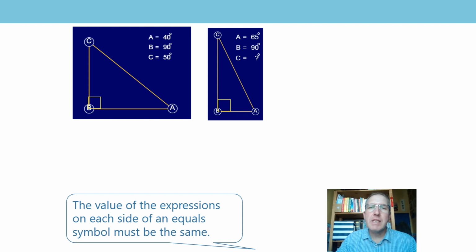Hello again. Did you write something like this? 40 degrees add 50 degrees is equal to 65 degrees add angle C. Angle A has increased by 25 degrees. So angle C needs to be decreased by 25 degrees. So angle C is equal to, you tell me? 25 degrees, that's right. Well done if you got that. Very good.